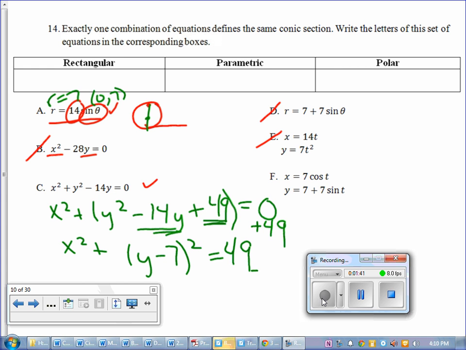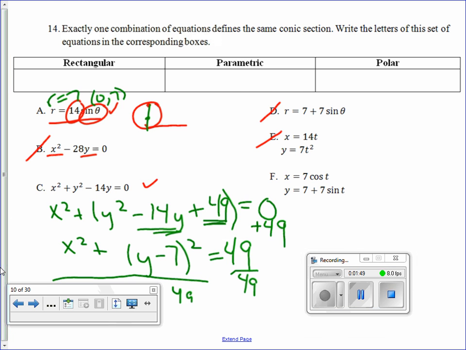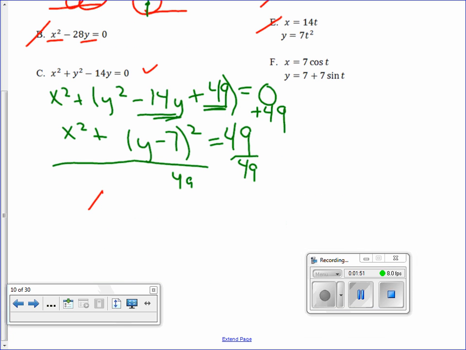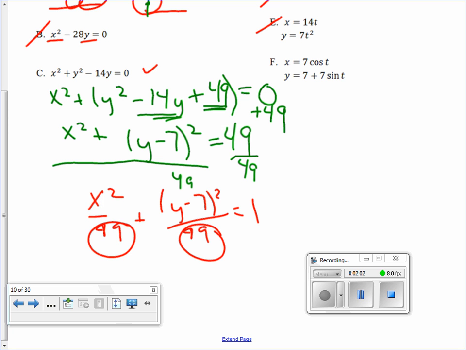All conics equal 1, so we're going to divide everything by 49, and that's going to give us x squared over 49 plus (y minus 7) squared over 49 equals 1. So we can see the radius is 7 because 7 squared gives us those denominators, and the center is at 0, positive 7, which is the same as A.